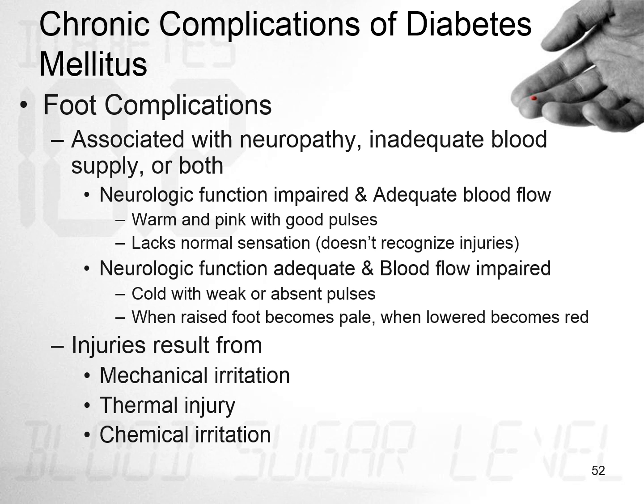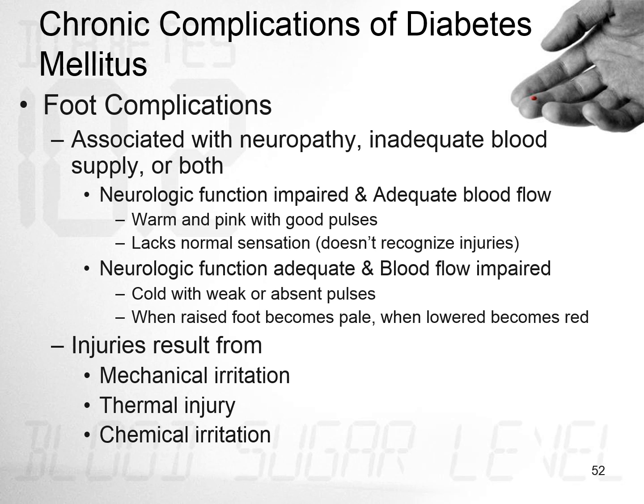Okay, so foot complications are also a chronic complication of diabetes. They're associated with neuropathy, inadequate blood supply, or both. In one case, neurologic function is impaired but we have adequate blood flow. So the extremities are going to be warm and pink with good pulses, but they lack normal sensation, so patients may not recognize injuries.